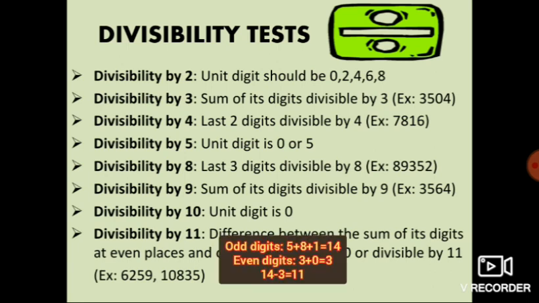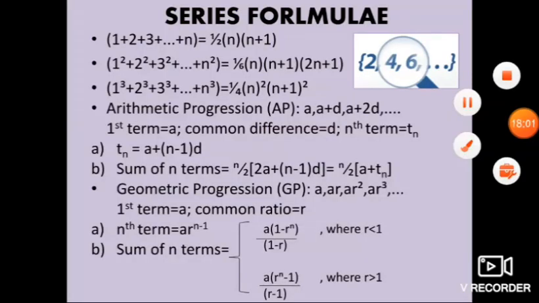10,835. We check the odd ones, that is 5 plus 8 plus 1. We get 14. Then we take the even digits, 3 plus 0, that is 3. So 14 minus 3, we get 11, which is divisible by 11. Now we have the series formulas.